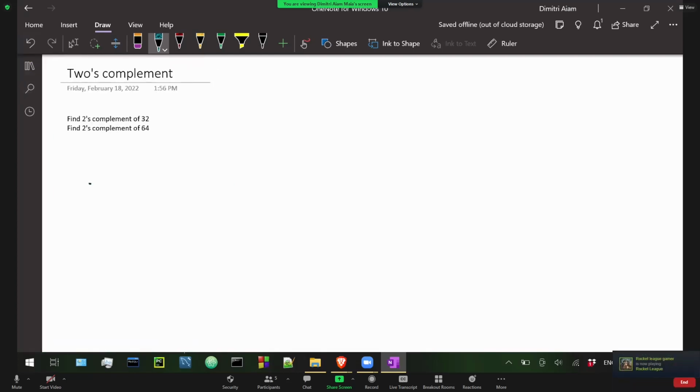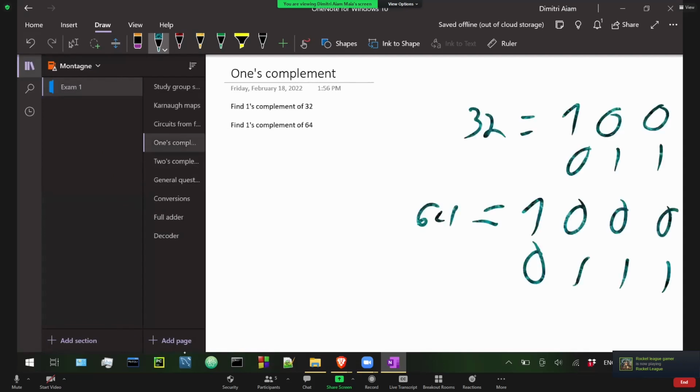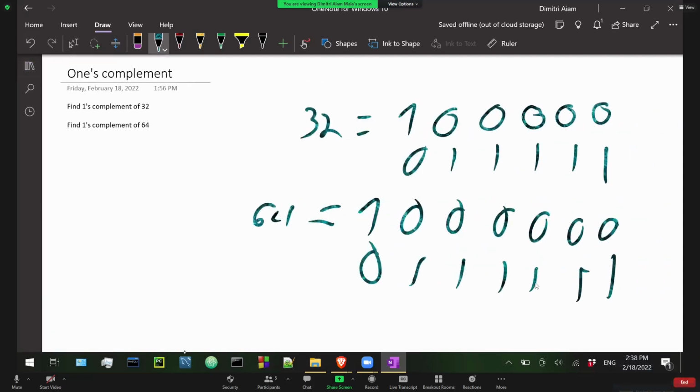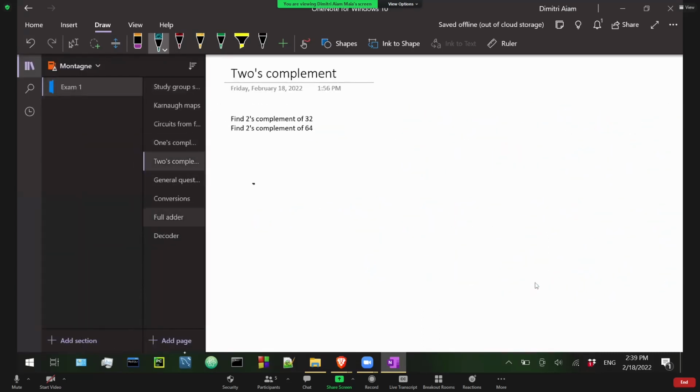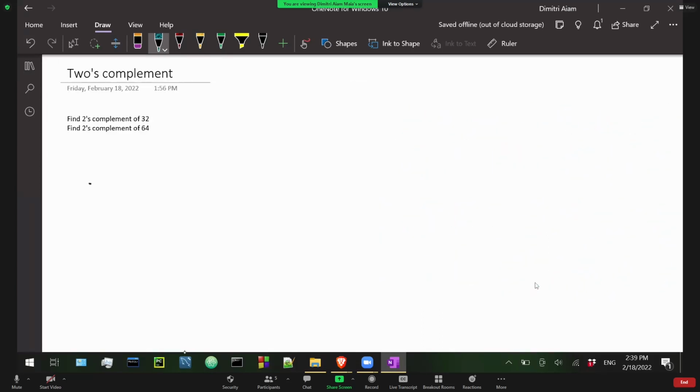Finding the two's complement of 32. Let me see how many zeros are there. 1, 2, 3, 4, 5, 6 zeros. 6 places. So 1, 2, 4, 8, 16, 32. Yeah. So two's complement.